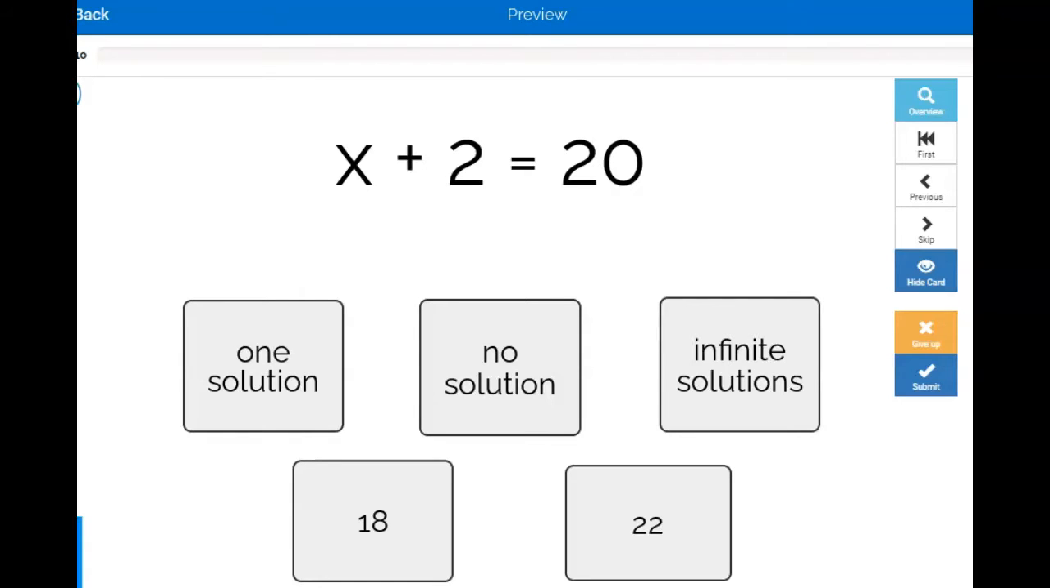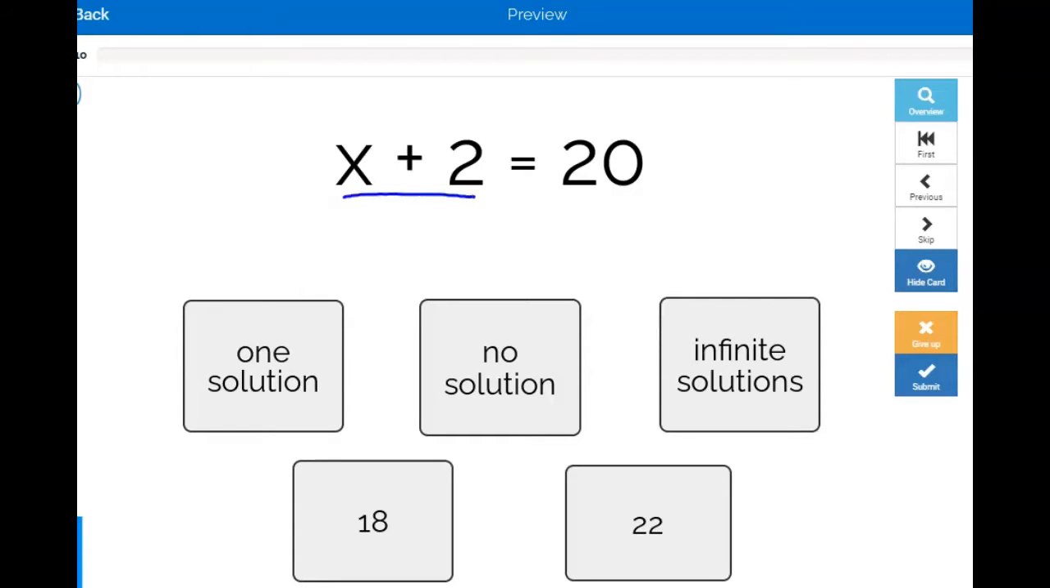This video helps you with the Boom Card set, one, none, or infinite solutions. So in each of these situations, I can try to solve the equation and arrive at a conclusion. So when I say equation, really I have a system of two equations.